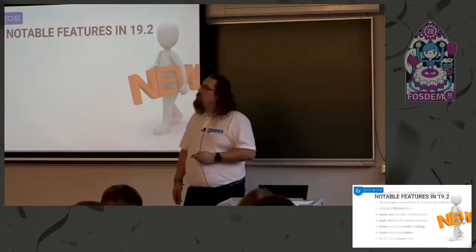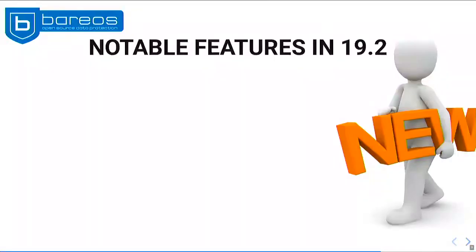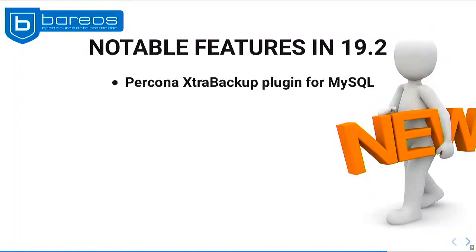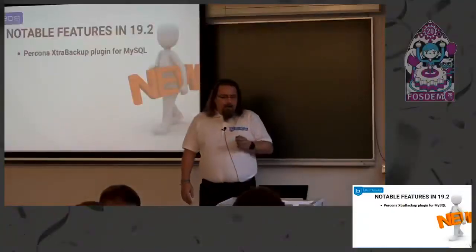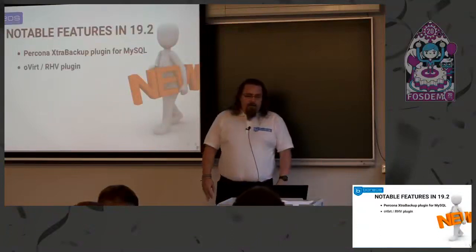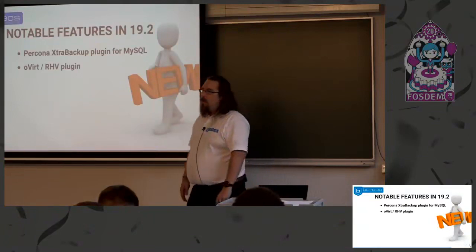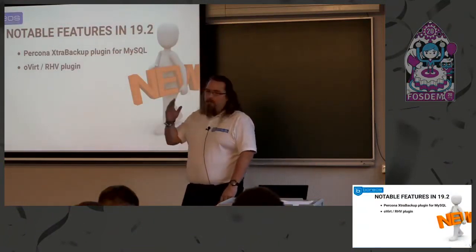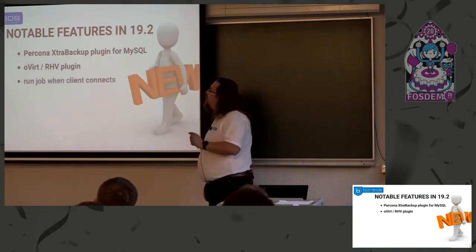So what changed in the software? What are the notable features of 19.2? We have the Percona XtraBackup plugin finally in the core. So many people have been using it. We have a plugin to back up oVirt and Red Hat Virtualization, which will be in a separate talk. I'm not going into detail very much now.